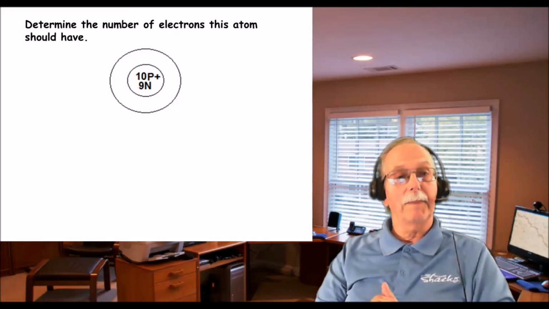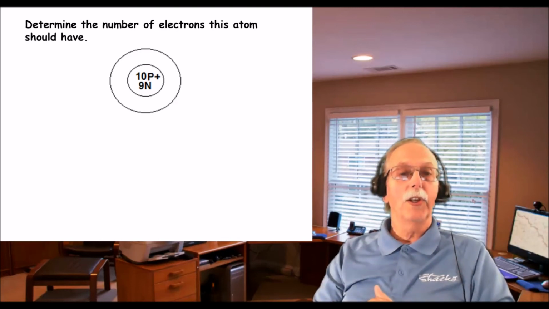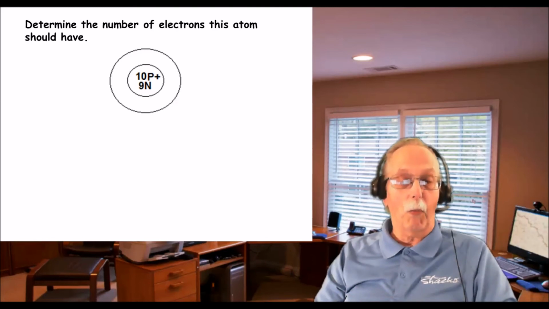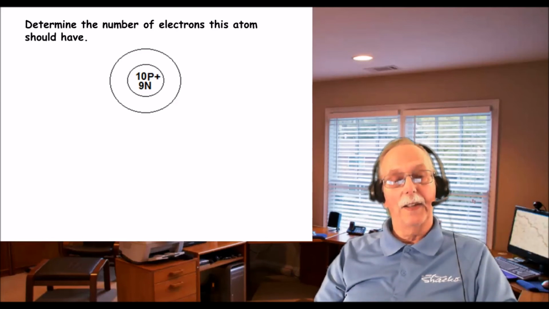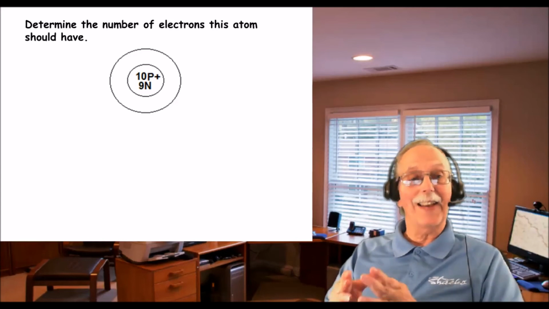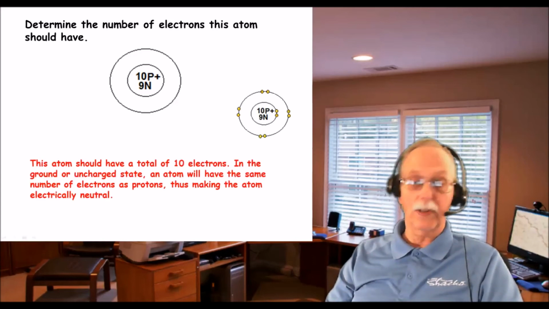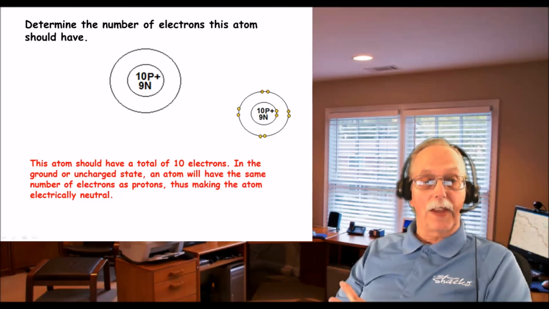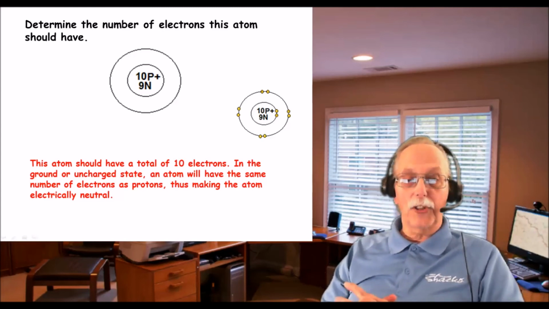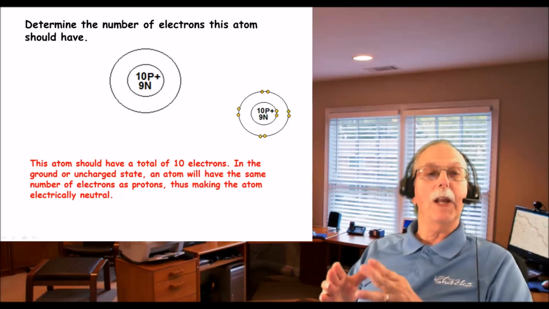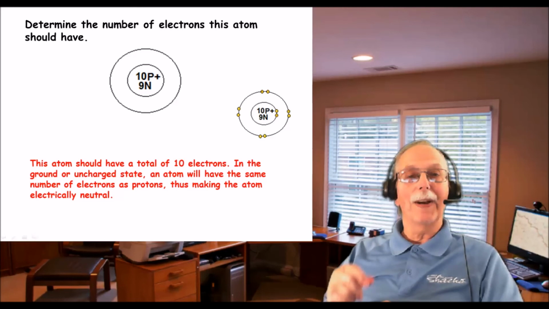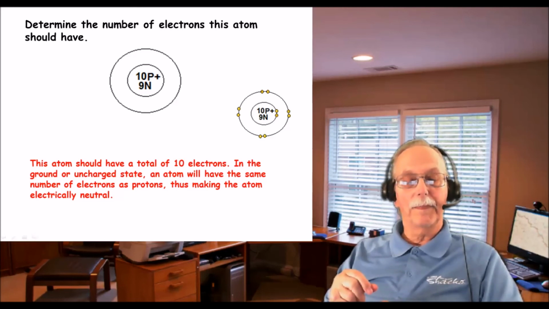And you know something? The number of electrons in the ground state is going to be equal to the number of protons. Why? Because in the ground state, the atom is going to be electrically neutral. And in that case, it has to have the same number of electrons as protons. So there's your answer. This atom should have a total of 10 electrons. In the ground or uncharged state, an atom will have the same number of electrons as it has protons, thus making the atom electrically neutral.